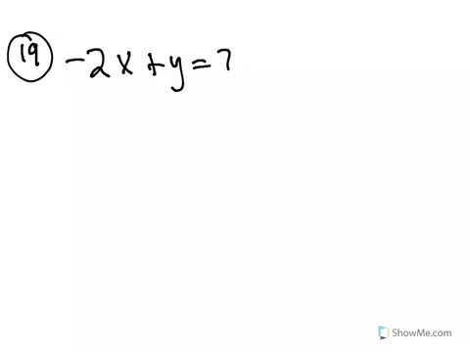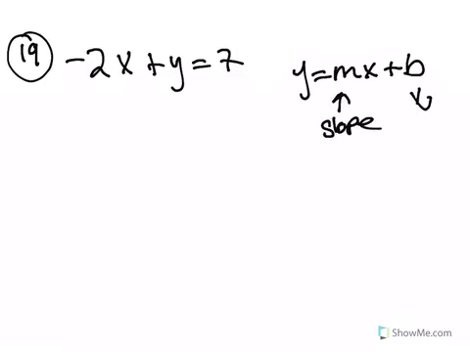Question number 19 says -2x plus y equals 7. And they want you to figure out the slope and the y-intercept. Again, you want to follow this guide: y equals mx plus b, where the m is the slope and the b is the y-intercept. Okay?